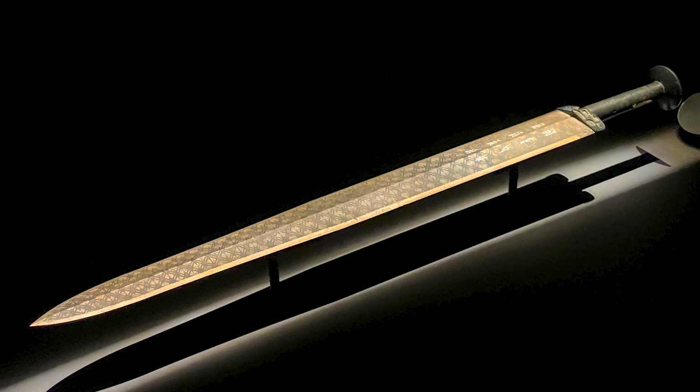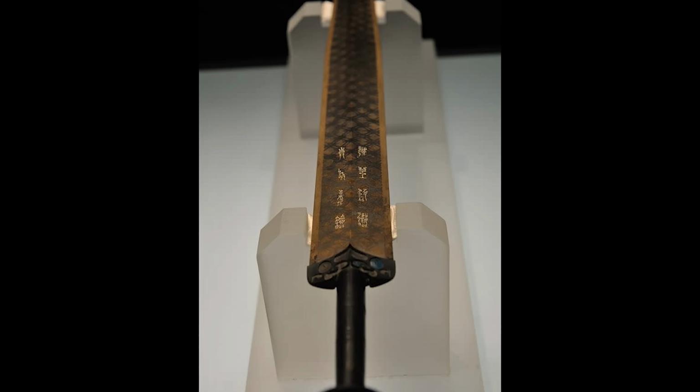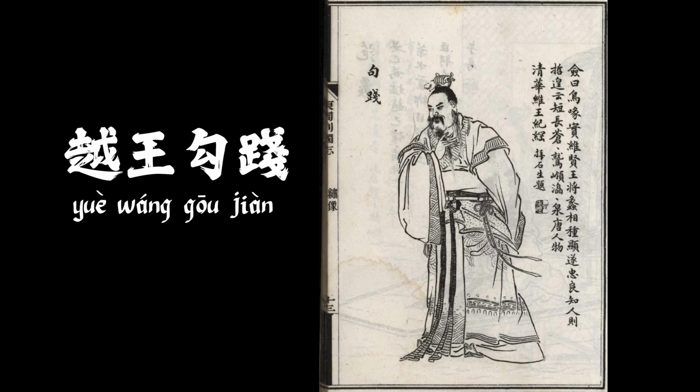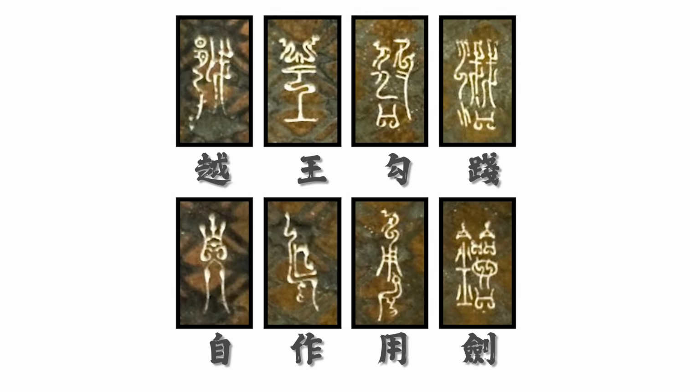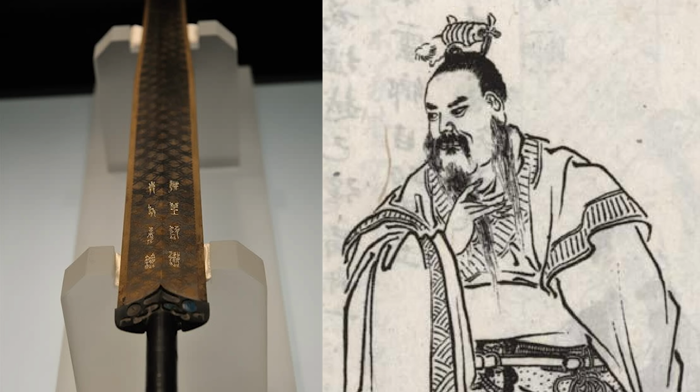We can observe this script on the sword of Gou Jian, an ancient and unusually sharp weapon made of tin bronze. It supposedly belonged to the king of the Yue state, or Yue Wang Gou Jian, which would have been this area south of modern-day Shanghai. And look how squiggly and curvy those characters are. And we can put the characters of what it says in modern Chinese next to them so you can see how different this is. The inscription reads, Yue Wang Gou Jian zi zuo yong jian, the sword that King Gou Jian of Yue forged and used himself.